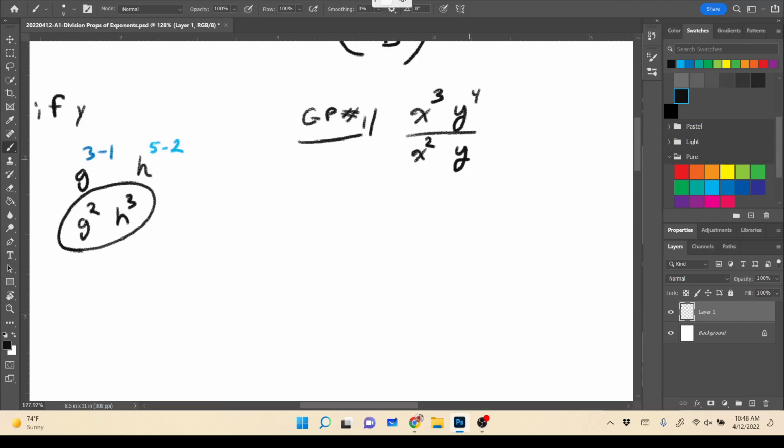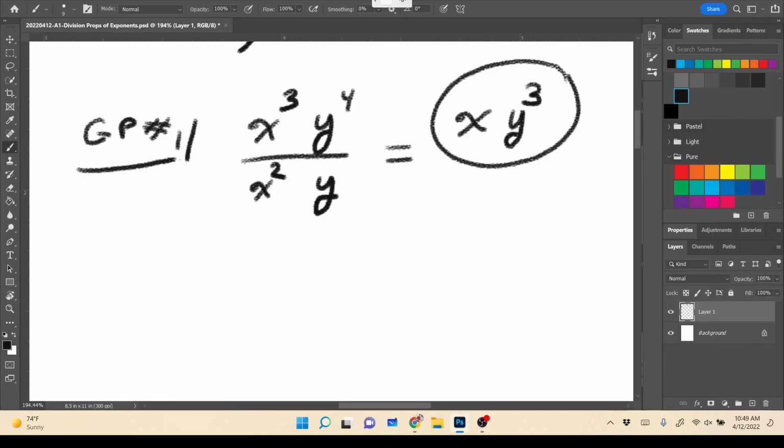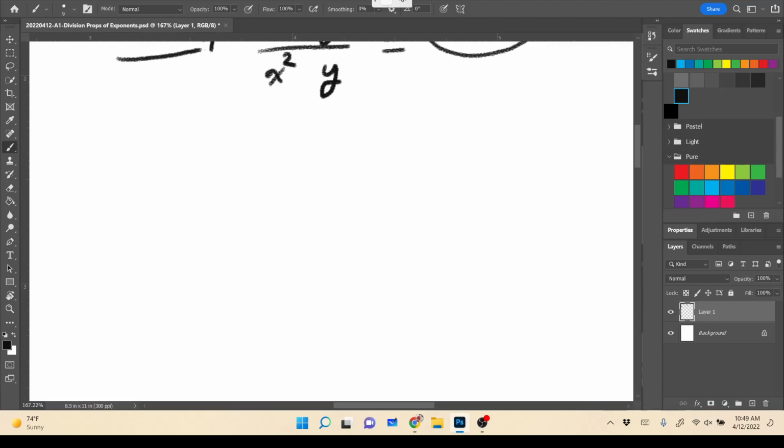So will the variables always be right on top of their like? No, they won't always be that. It doesn't matter. They just have to match. It's a good question, actually. So there's where we should have ended up. Yay! Let's do GP number 2.